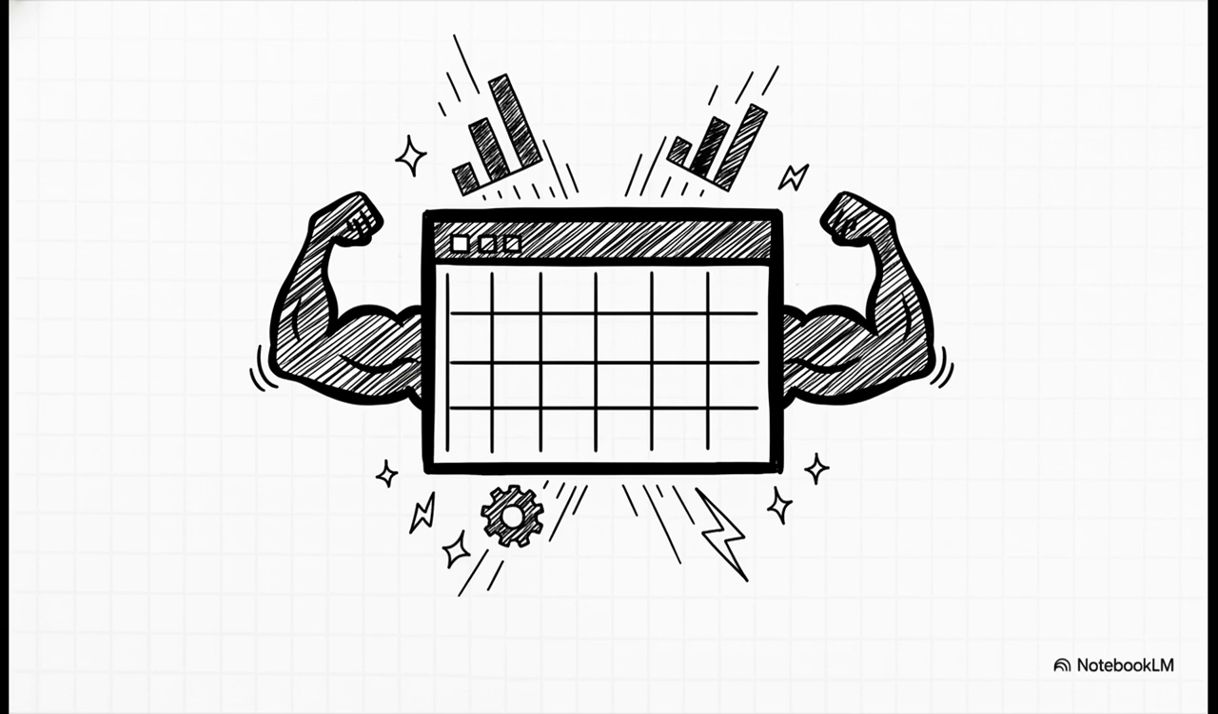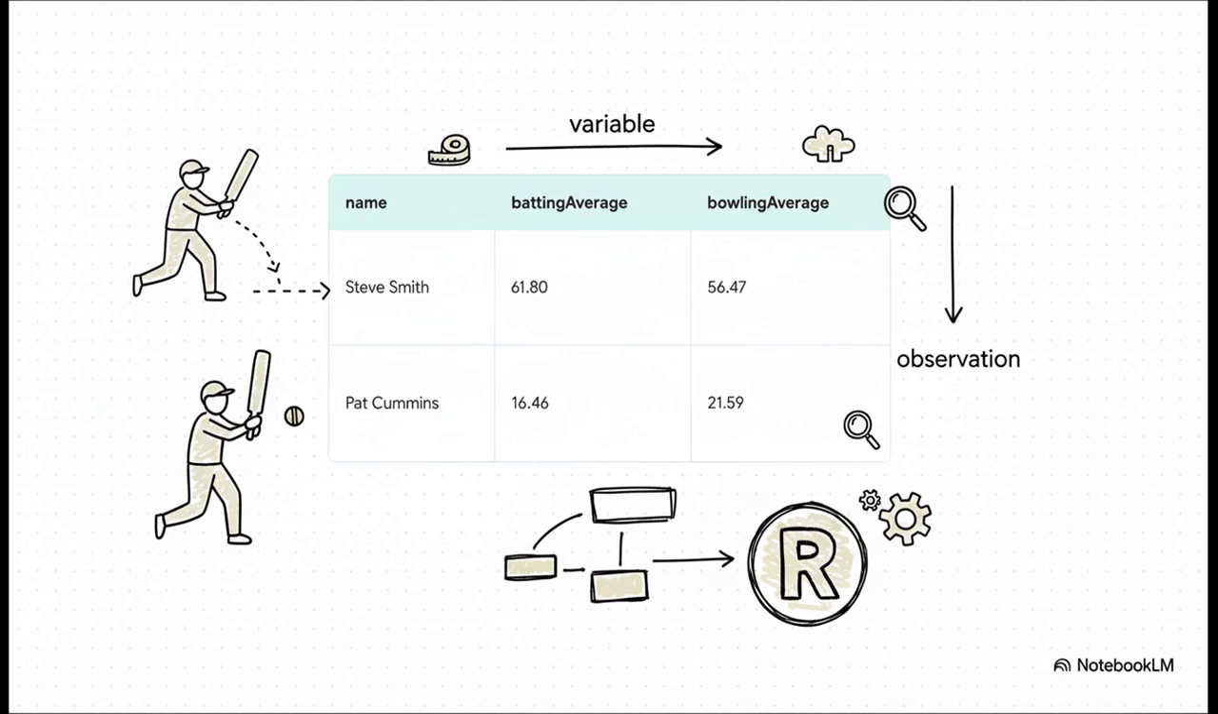It holds all our data in these nice, neat rows and columns, but it's built to handle the kind of powerful analysis that would make a regular spreadsheet just completely fall over. And this is exactly what a data frame looks like. See how each row is a single observation? In this case, a cricket player. And then each column is a variable, a specific piece of info we have about that player, like their batting average. It's all organized, it's clean, and it's perfectly set up for us to analyze.